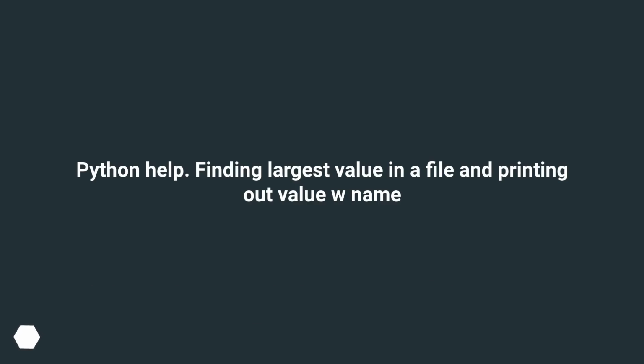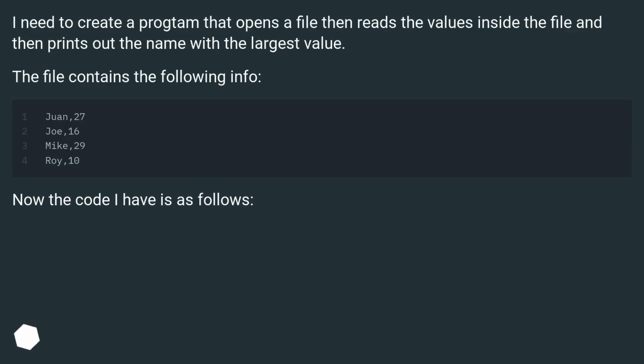Python help. Finding the largest value in a file and printing out the value's name. I need to create a program that opens a file, reads the values inside the file, and then prints out the name with the largest value. The file contains the following info. Now the code I have is as follows.